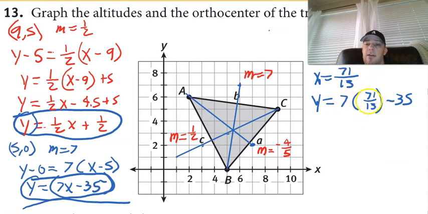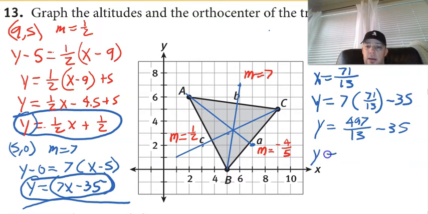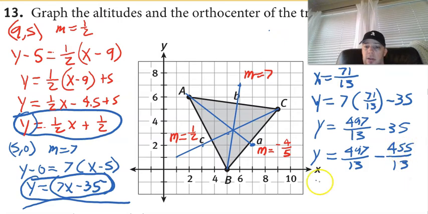7 times 71 is 497. Minus 35. All right. Looks like a calculator would be helpful because I'm not going to try and figure that one out without my calculator right now. Or I guess we could just find common denominators. So y equals 497/13 minus 35 times 13, which would be 455/13. So it looks like we get 42/13. So that should be 3 3/13.